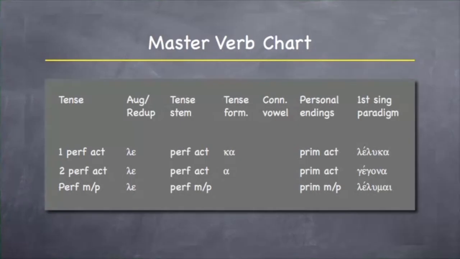How do you form a second perfect active? Well, it's just like the first perfect, except the tense formative is an alpha, and you get gegona. And then how do you form a perfect middle passive? It's with the reduplication, the perfect middle passive tense stem, no tense formative or connecting vowel, but primary middle passive personal endings, and you have lelumai. Well, there you go. Last tense, done with the indicative.